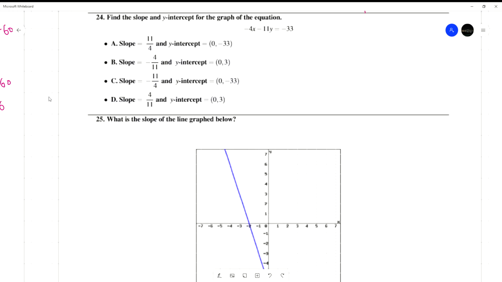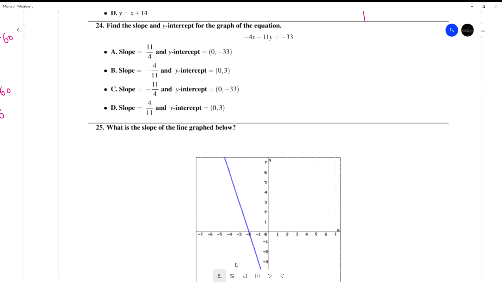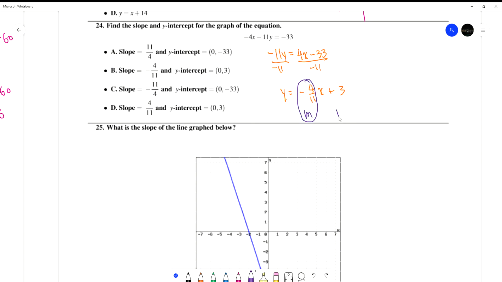Okay, last two problems. 24, it just means change it into slope-intercept form. So I'm going to add 4x. I have negative 11y is equal to 4x minus 33. Divide all the terms by negative 11. I have y is equal to negative 4/11 x plus 3. Okay, so my slope here is this, and my y-intercept is that, 0, 3. So that gives me negative 4/11 and 0, 3.